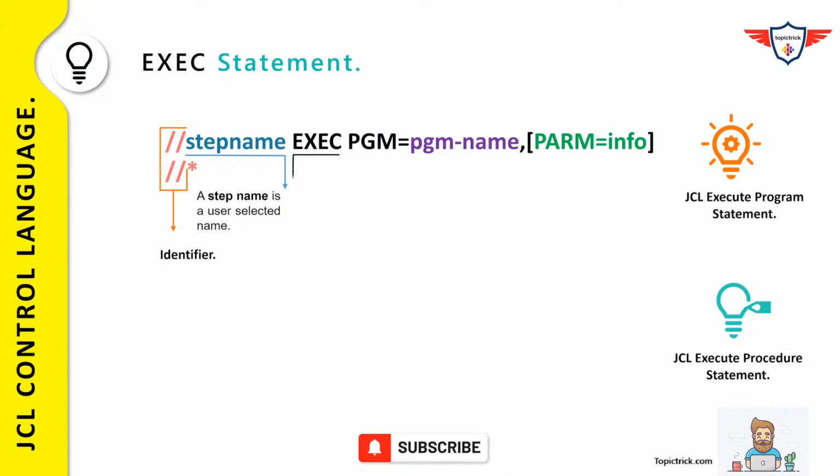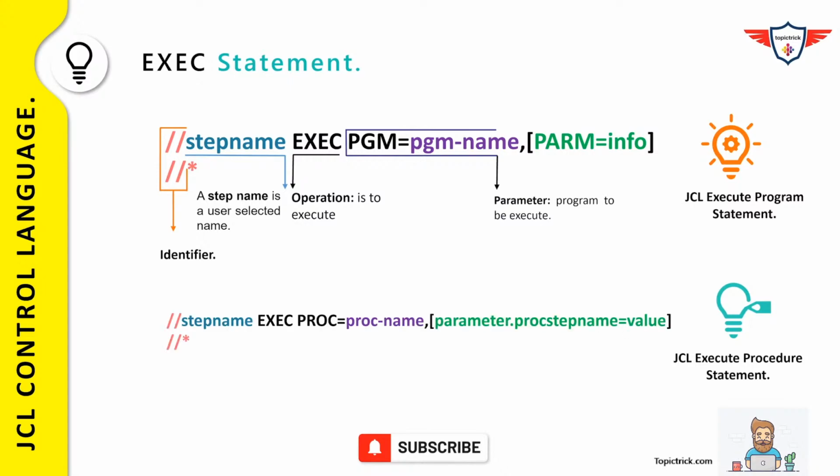After that you have an operation keyword. In this case it would be EXEC because we are writing an execute statement. After that you have PGM equals program name. This parameter is used to specify the name of the program that you want to execute. Although the PGM parameter looks like a keyword parameter, it is a positional parameter and it must be coded first on the EXEC statement. The next parameter is PARM, and it is generally used to pass information to your program with the help of a JCL.